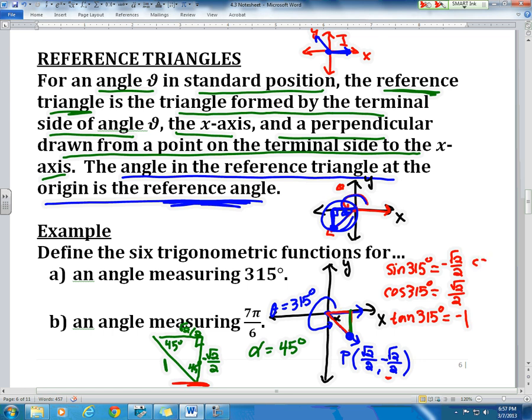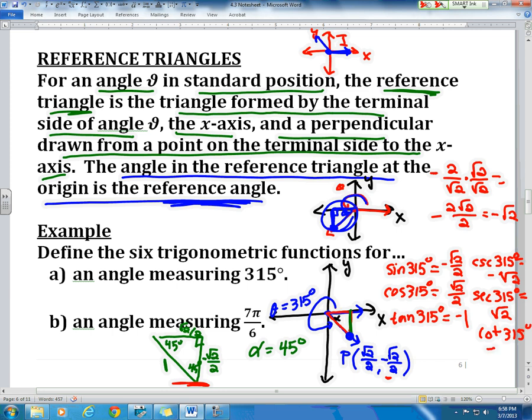And then cosecant of 315 degrees is going to be the reciprocal of negative radical 2 over 2. So if I flip that, 2 over radical 2, it's negative. And I rationalize, radical 2 over radical 2, I get 2 radical 2 over 2, negative, which is just negative radical 2. So this value is negative radical 2. The secant of 315 degrees is going to hold the same value, but it's going to be positive. And the cotangent of 315 degrees is going to be negative 1 because it's the reciprocal of the tangent function.